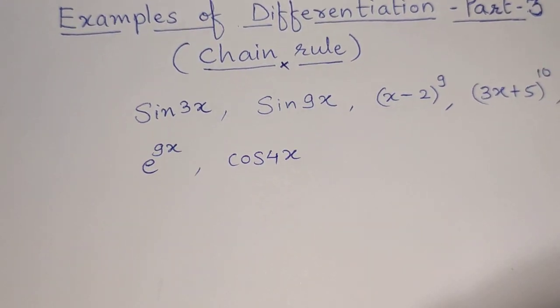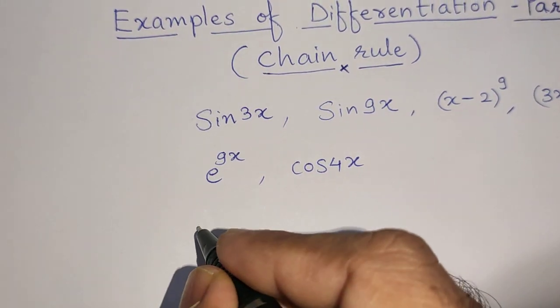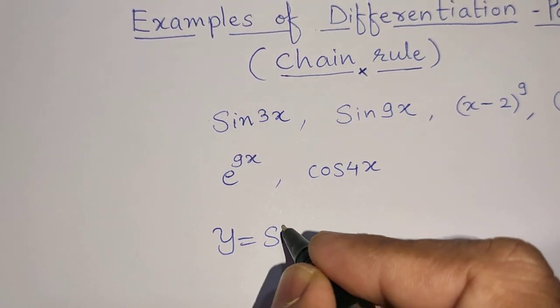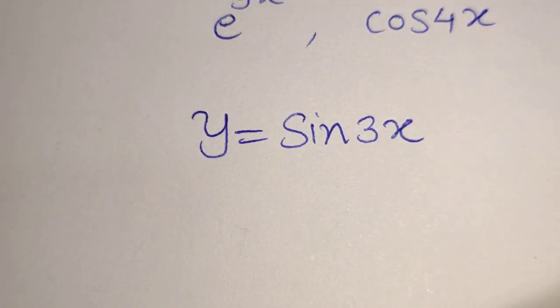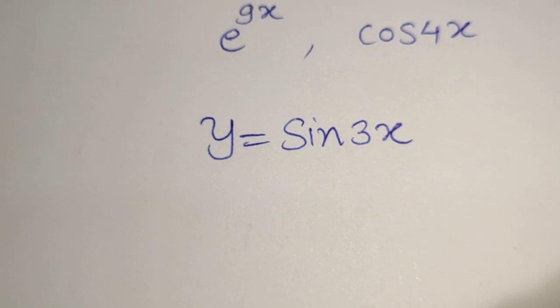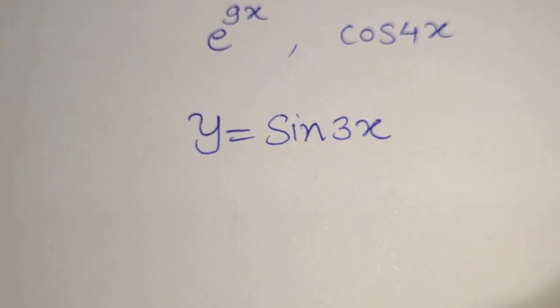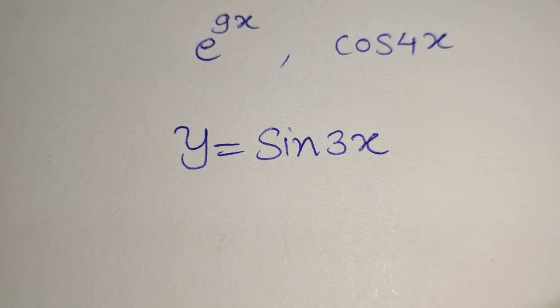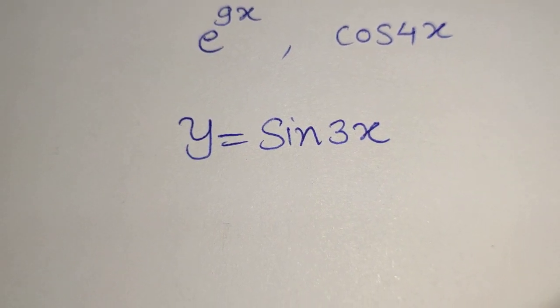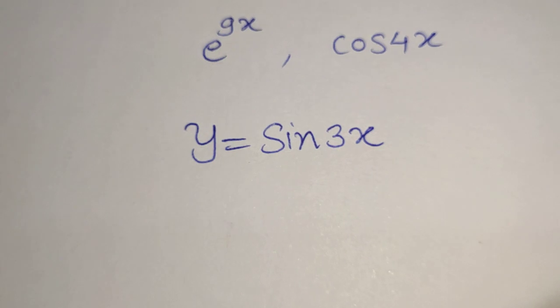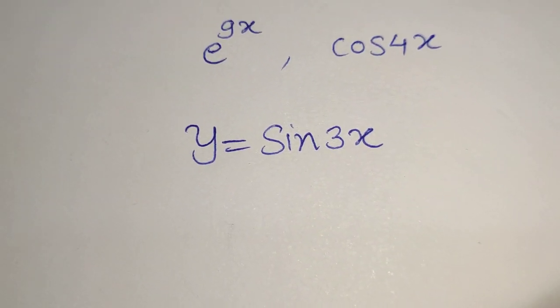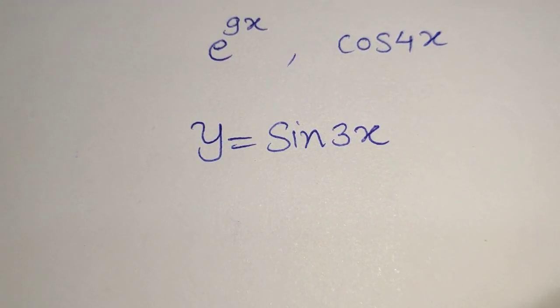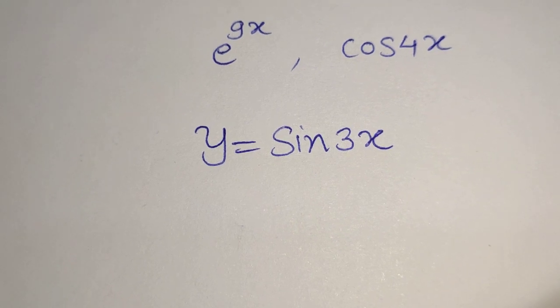Suppose we consider sin 3x as our y. So, let us say y is equal to sin 3x. We need to find dy by dx. How to find dy by dx? You cannot say directly that the derivative of sin x is cos x, so the derivative of sin 3x is cos 3x. No, it is not true. So the problem is 3x. The derivative of sin x is known, but the derivative of sin 3x is not easily calculated. If it was x, then it is directly cos x. So the problem is 3x.